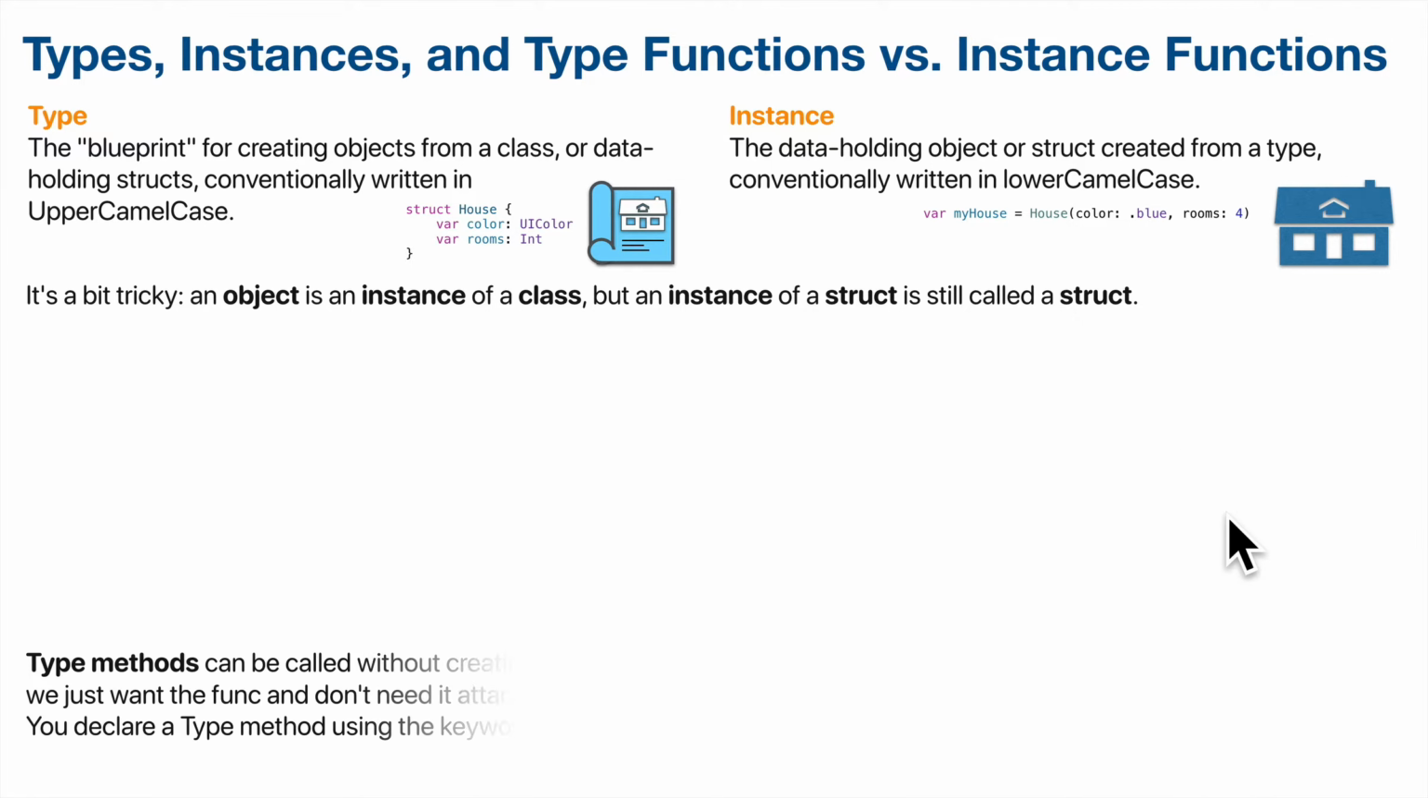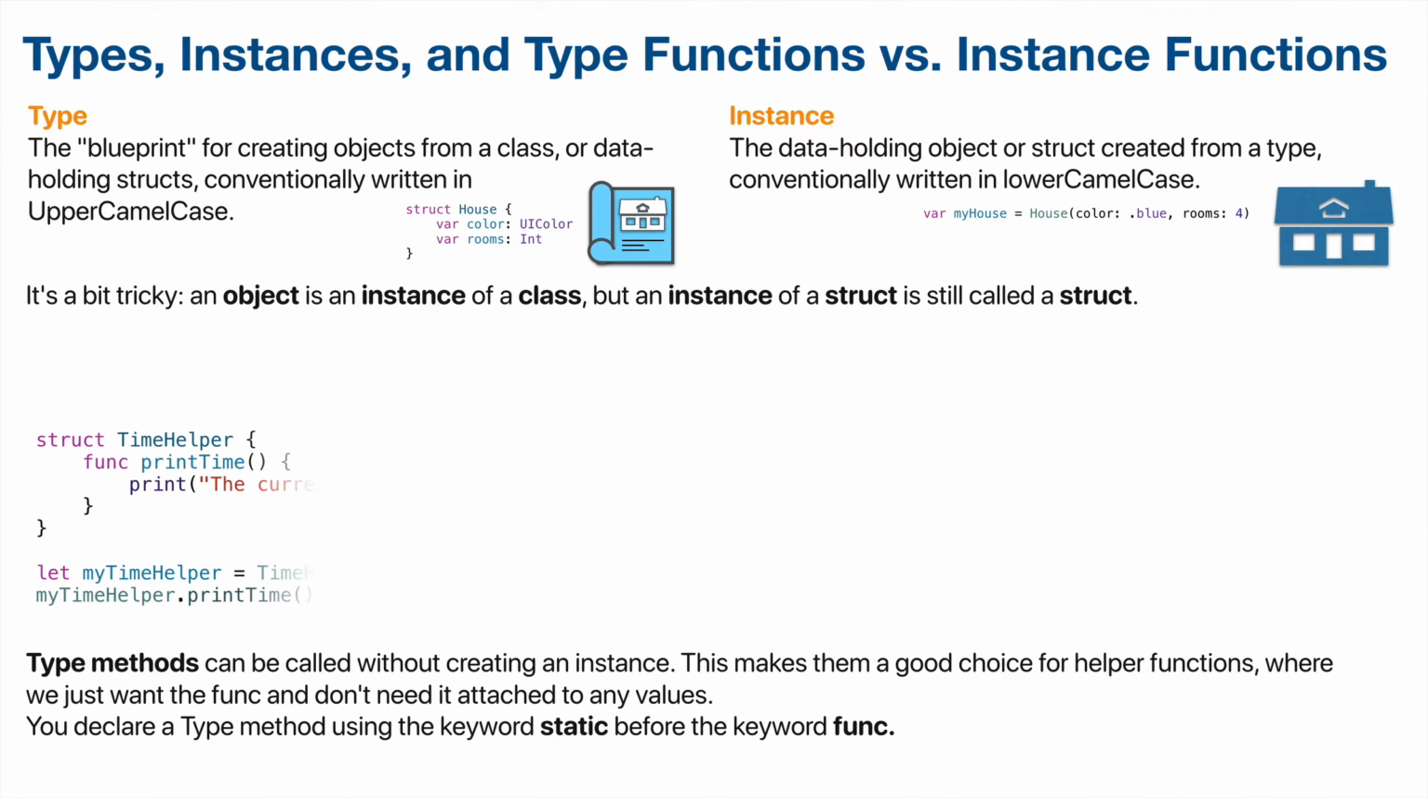Now, normally, if we define a type with a method, and remember, a method is a func inside of a type, then we need to create an instance before we can access that method. So we need to initialize a variable of the type before we can access that function using dot notation. So consider the struct I've created named timeHelper. Want to access the print time function inside of it? Well, you need to create an instance of timeHelper, kind of like I've done with my timeHelper here.